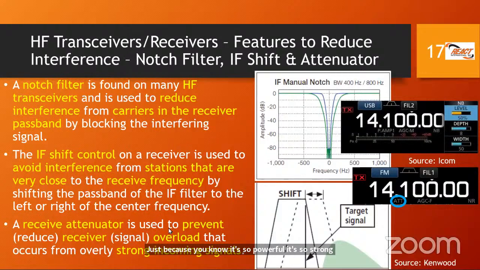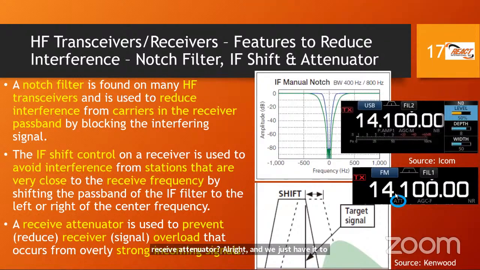And that overload can be overcome by us switching on an attenuator in our radio called the receive attenuator, and that can help us to reduce the overload. It can prevent the overload that will occur from those incoming signals that are overbearing or strong. So that's an exam question. What is the purpose of a receive attenuator? Right? And we just have it to make it real here.